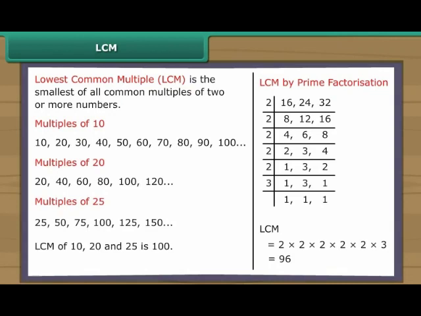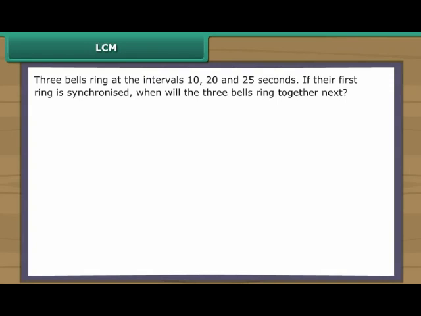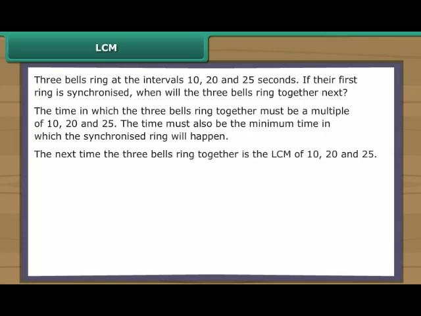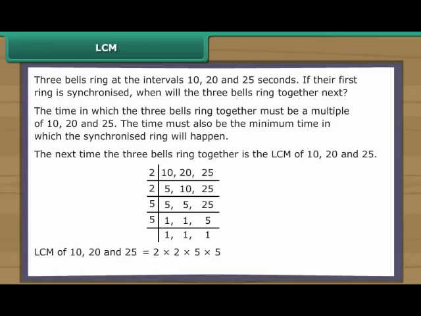Let us look at a real-life situation where LCM is used. 3 bells ring at the intervals 10, 20 and 25 seconds. If their first ring is synchronized, when will the 3 bells ring together next? The time in which the 3 bells ring together must be a multiple of 10, 20 and 25. The time must also be the minimum time in which the synchronized ring will happen. The next time the 3 bells ring together is the LCM of 10, 20 and 25. LCM of 10, 20 and 25 is equal to 2 into 2 into 5 into 5 is equal to 100. The 3 bells will ring together after 100 seconds.